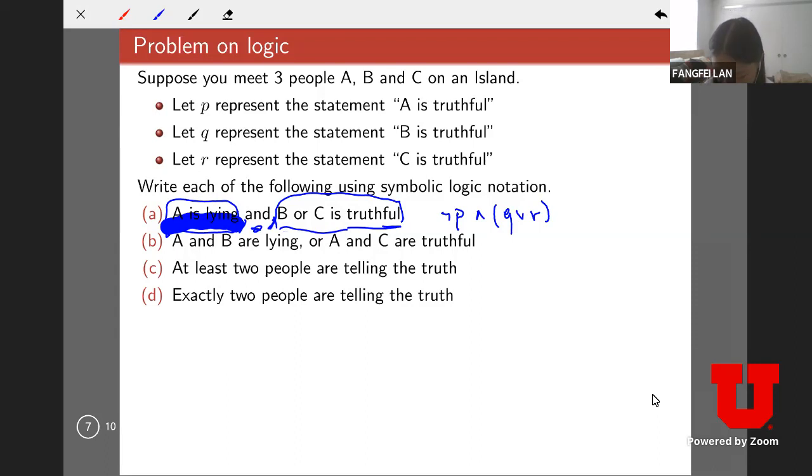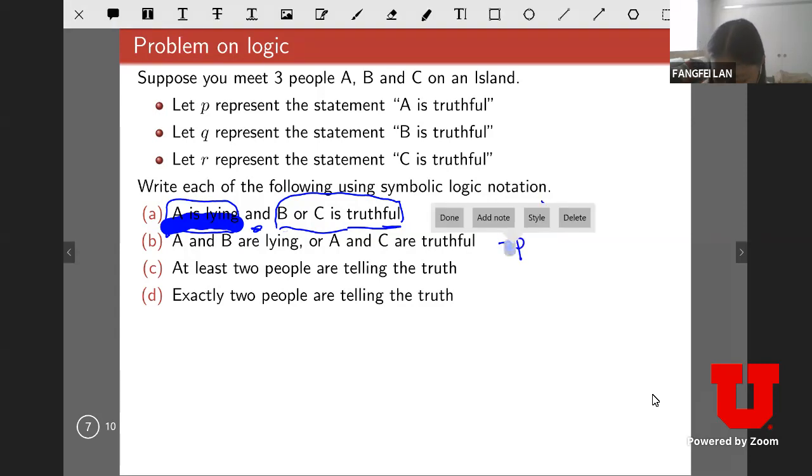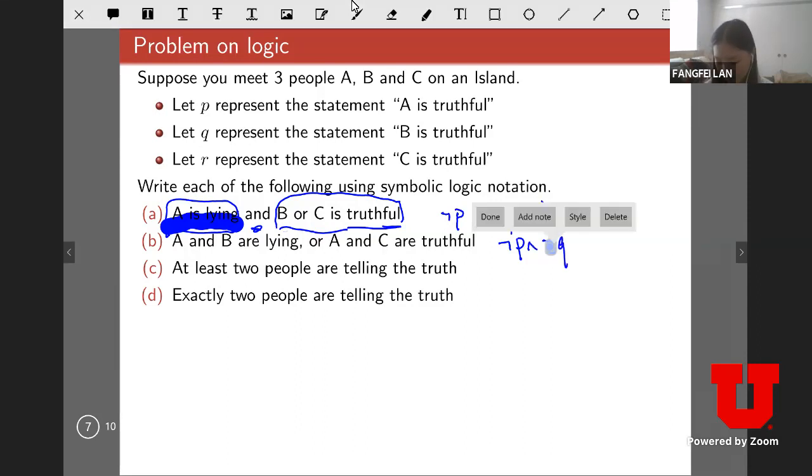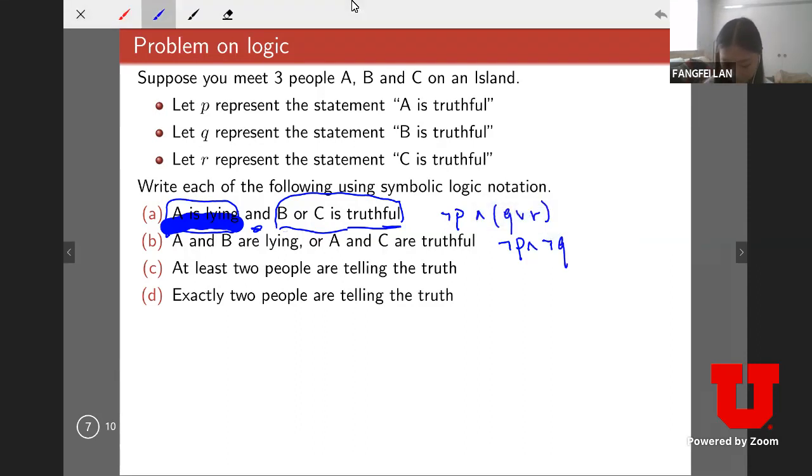Yeah, it's very good. A and B are lying. So we have not P, which says A is lying, and we also have not Q, which says B is lying. And then the second part of the statement is "or A and C are truthful." How do we write A and C are truthful?